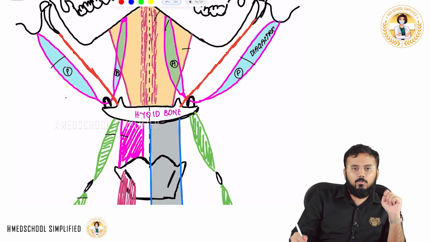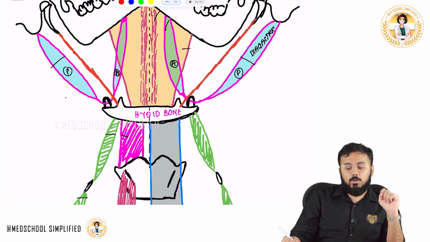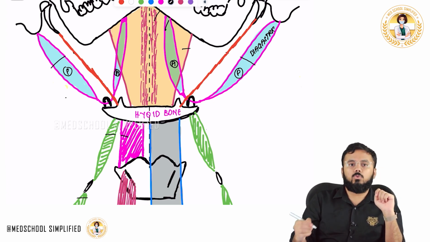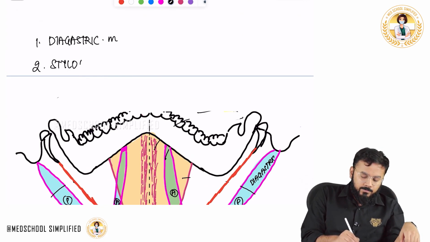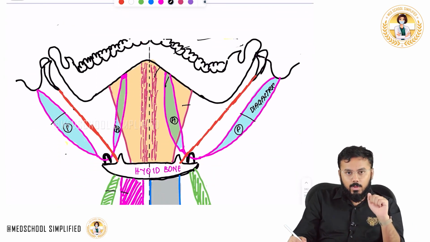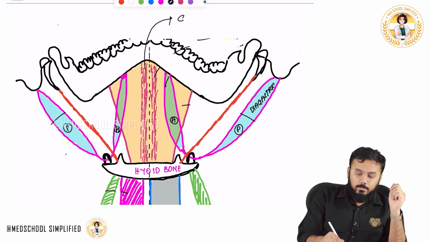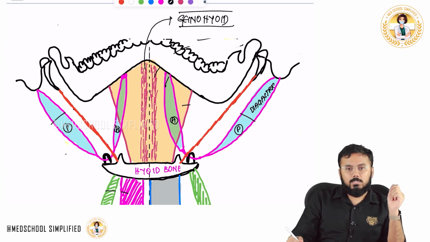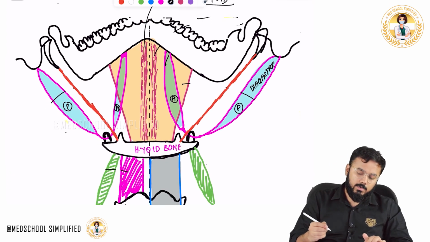After the digastric muscle, the second important muscle over here is one that goes from the styloid process to the hyoid bone. So what should be the name of this muscle? The name of this muscle from the styloid process to the hyoid bone is the stylohyoid muscle. Now after this stylohyoid muscle, you see this particular muscle which I have drawn in the dotted line. This particular muscle over here is called your geniohyoid muscle.